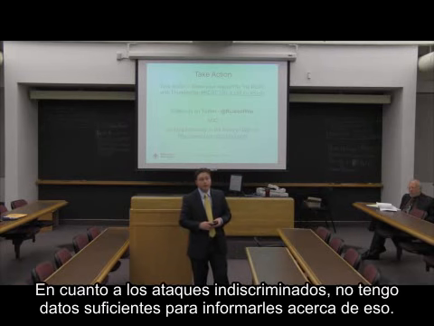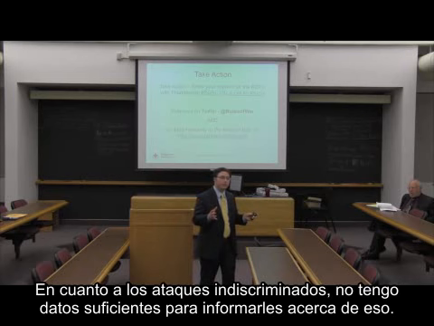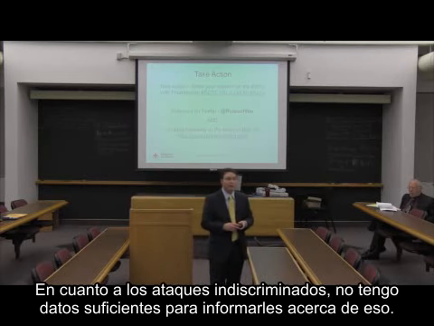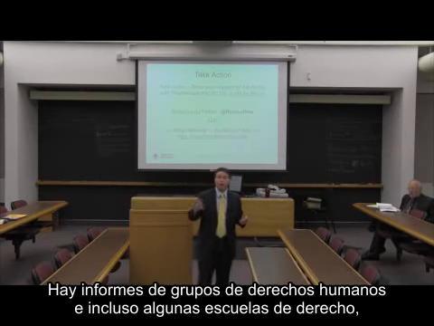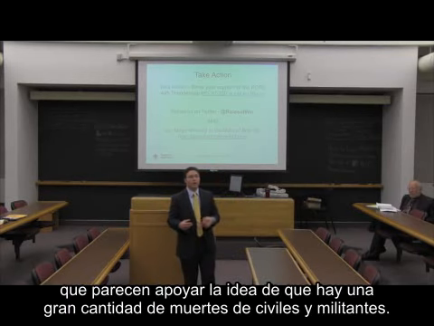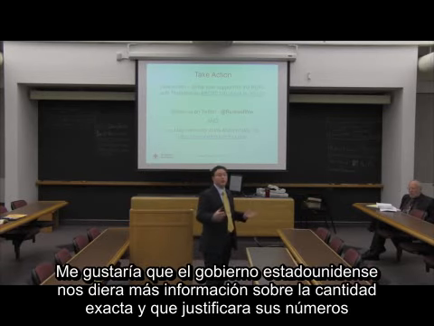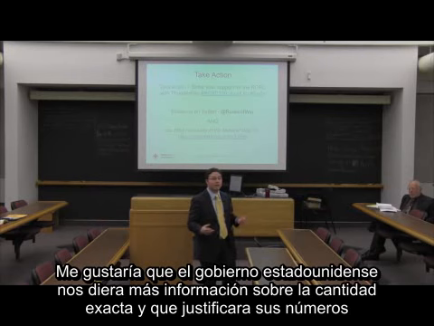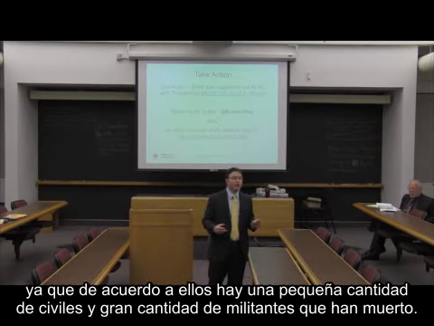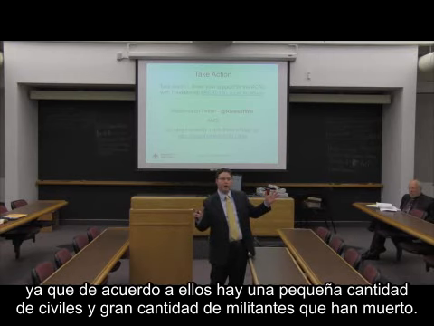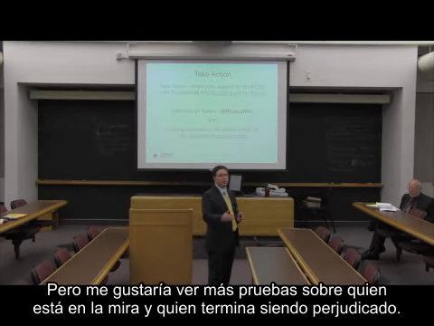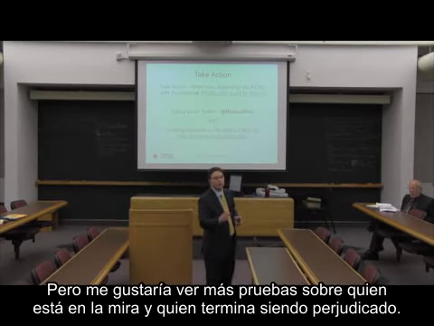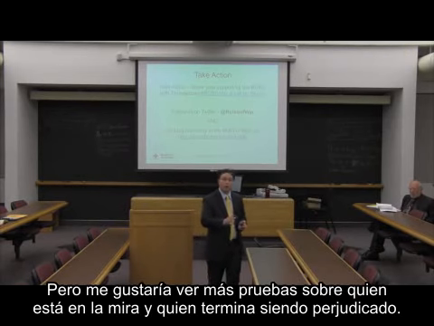I think on indiscriminate attacks, there's not enough data in my mind to be able to make an informed decision. You have human rights groups, even a couple of law schools, that have supported reports showing there are a lot of civilian deaths. There are also a lot of militants killed too. I would like the U.S. government to release a little more information and substantiate their numbers, which say a small amount of civilians, a lot of militants. I think it's probably somewhere in the middle. But I'd like to see more evidence of who's being targeted and who's being harmed ultimately.